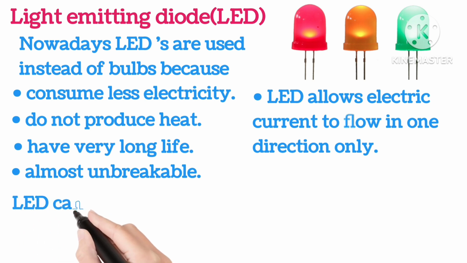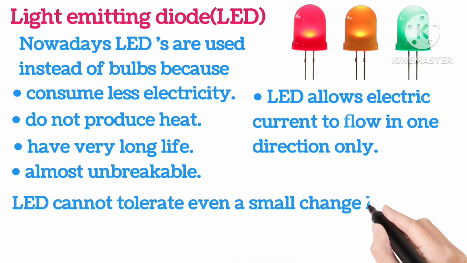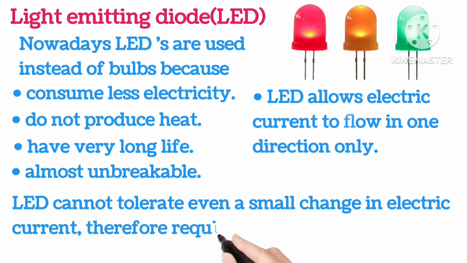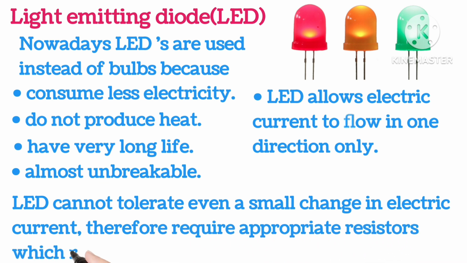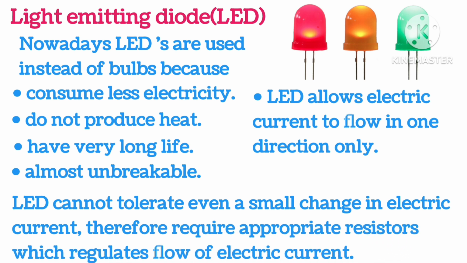LEDs allow electric current to flow in one direction only. LEDs cannot tolerate even a small change in electric current, therefore they require appropriate resistors which regulate the flow of electric current.